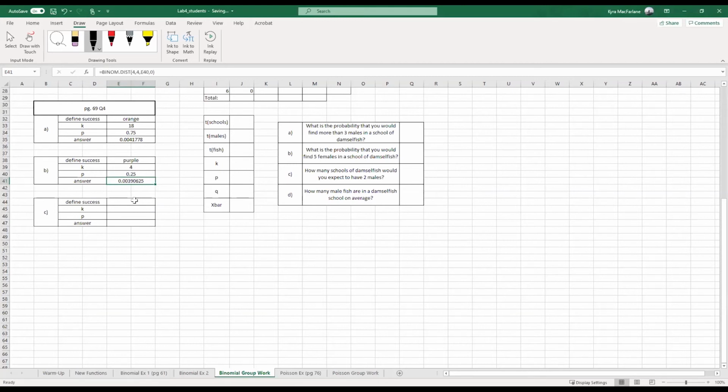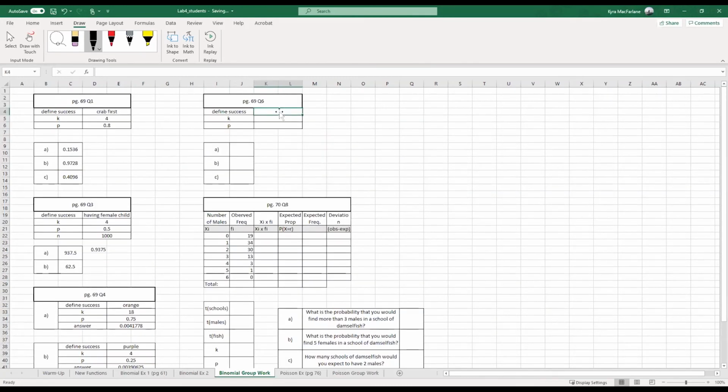For C, what's the probability of getting 14 orange starfish in a sample of 25? So we're switching back to orange for our success. There's going to be 25 trials. Our probability of success is 0.75 again. And we're asking for 14 out of 25. And there we go. That's our probability of success.